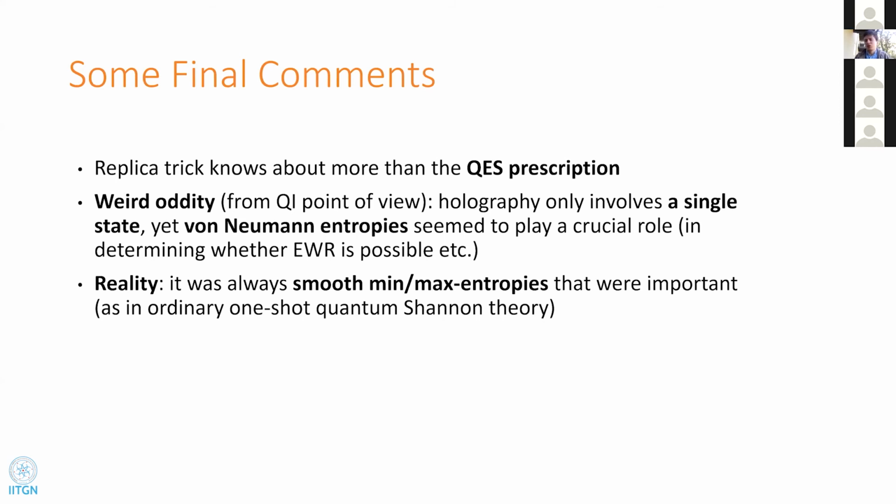So the nice story of our paper is that it resolves all of this. Really the things that mattered were always the bulk smooth min and max entropies, just like in ordinary one-shot quantum mechanics. It just so happened that for the states we normally considered, like thermal states and so on, those smooth min and max entropies happen to be equal to the von Neumann entropy up to small corrections. So we could get away with using this coarser characterization of the state, namely the von Neumann entropy.